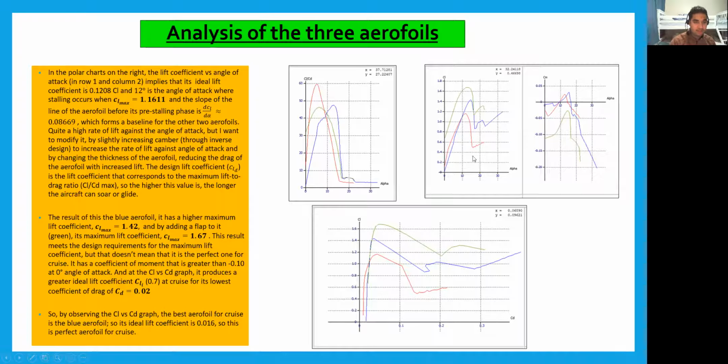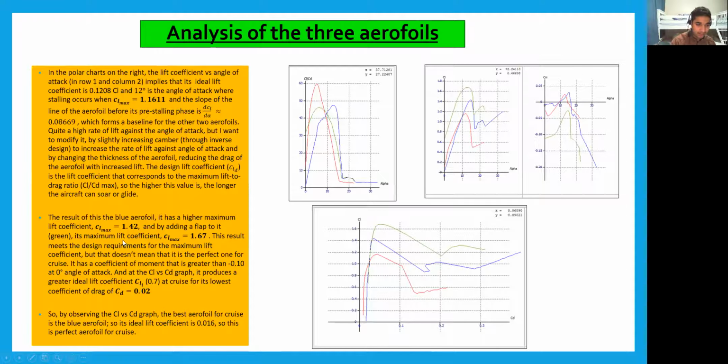In the polar chart on the right, the coefficient of lift versus angle of attack implies that its ideal lift coefficient is 0.112, and 12 degrees is the angle of attack where stalling occurs, when CL equals max, for the baseline airfoil, which is red. And its dCL over d alpha is 0.08669, which forms a baseline for the other airfoils.